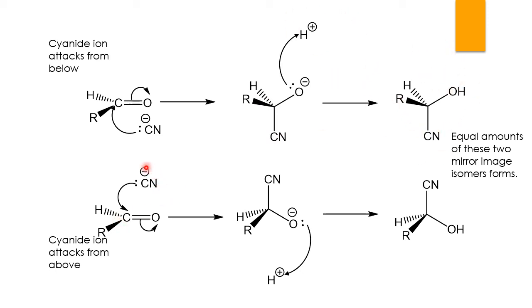Now if the cyanide were to attack from on top, like in this bottom section here, then it's going to push all these three groups down, and when those three groups push down, we'll end up with this isomer. If you look at these two, you can imagine there being a mirror here. You can see that they are mirror images of one another, and so they are non-superimposable mirror images. They are optical isomers. Now, if it's equally likely from above or below, you're going to get equal amounts of these two and you're going to form racemic mixtures.